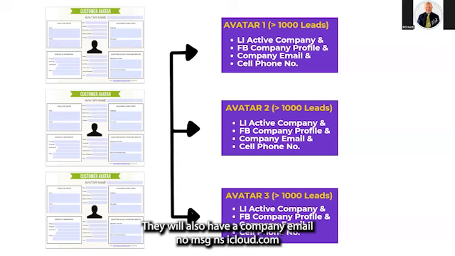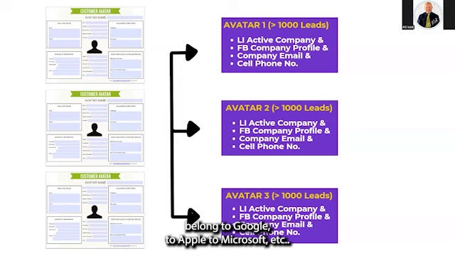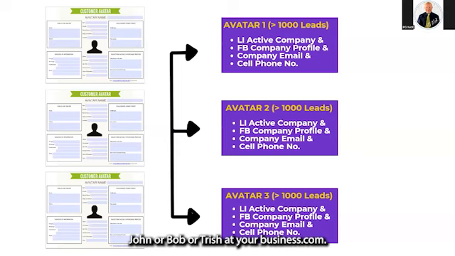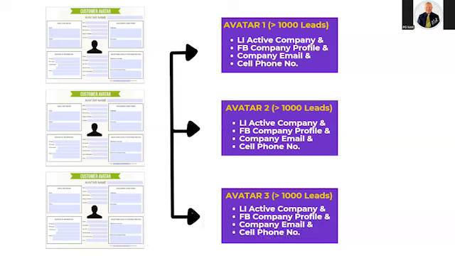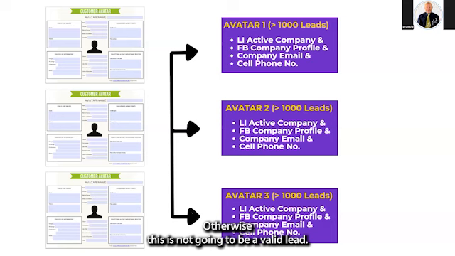No MSNs, iCloud.coms, gmail.com, google.com, anything like that, because those email suffixes belong to Google, to Apple, to Microsoft, etc. These will be domain email addresses, for example, yourbusiness.com, and then the email address will be something like John or Bob or Trish at yourbusiness.com. And then their cell phone number. So we're going to be armed with each of these 4 pieces of information. Otherwise, this is not going to be a valid lead.